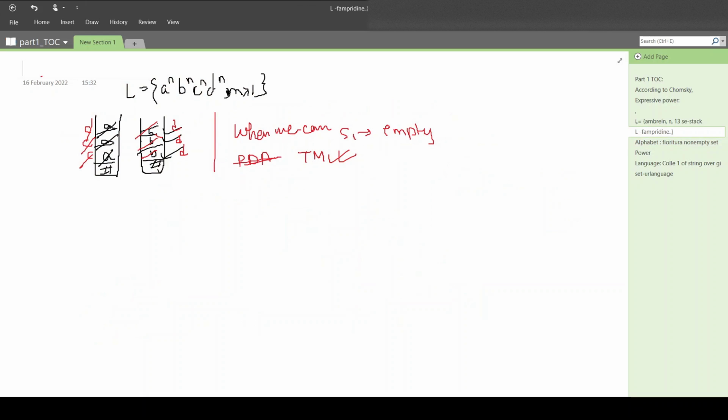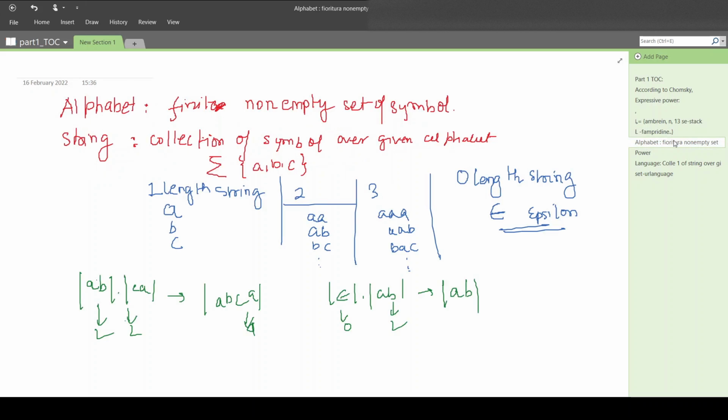When the complexity increased, we saw that TMs were able to form a language out of it. So TM was successful, and by default all formal languages fall under TMs. When we talk about alphabets, an alphabet is a finite non-empty set of symbols. And strings are a collection of symbols over a given alphabet.